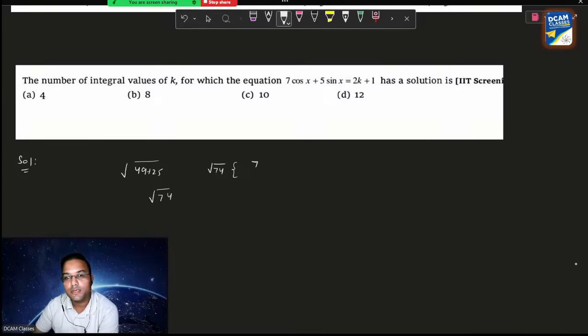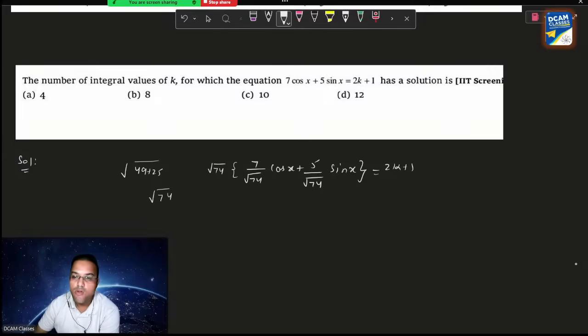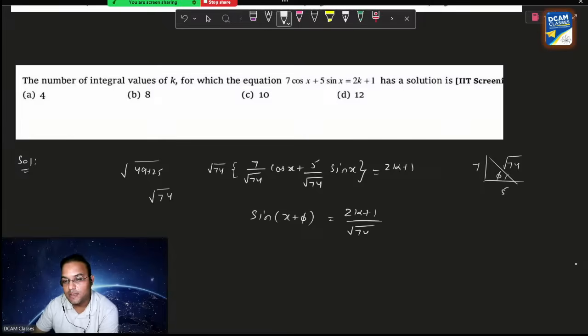7 by root 74 cos x plus 5 by root 74 sin x will be equal to 2k plus 1. Now, this is sin of x plus alpha, in which cos alpha is 7 by root 74 and sin alpha is 5 by root 74. This is equal to 2k plus 1 by root 74.